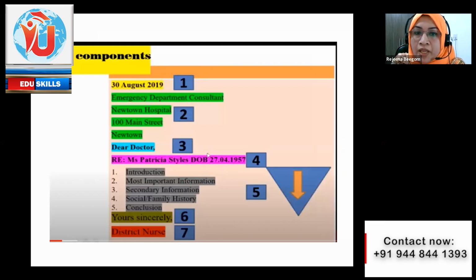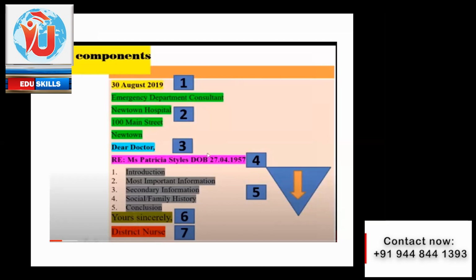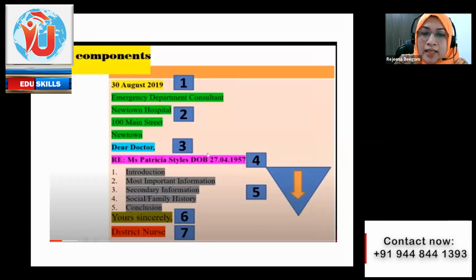Let's see what they are. First, start with the date, for example, 30 August 2019. The next one is the address: emergency department, consultant, hospital, whatever address they have given in the writing task. And then the salutation. The next one is the reference, with the patient's full name along with Mr. or Mrs., and then the date of birth or age, whatever is given in the case notes. Then the introduction, most important information, secondary information, social or family history, and conclusion.